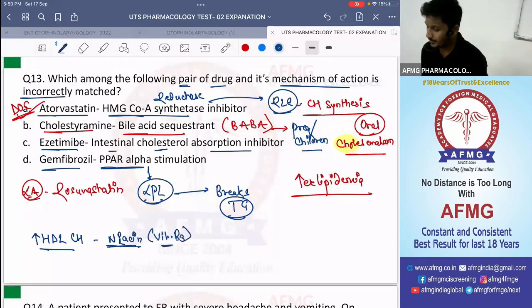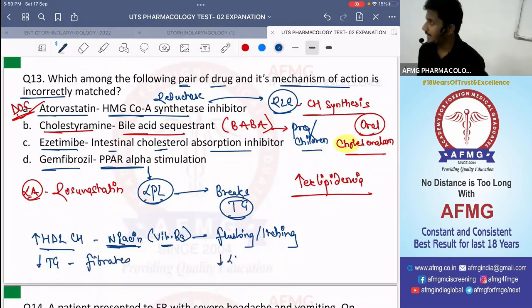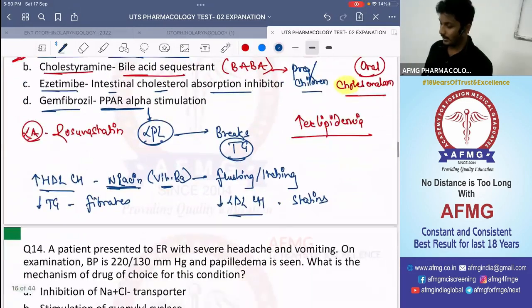And if you give this vitamin B3 on a long term, that will lead to side effects like flushing or itching in the patient. No issues with this, but it is the cheapest drug that is available, and that is the best drug to increase the HDL cholesterol. For decreasing triglyceride, I have already told you the answer is fibrates. And if they ask you the best drug to decrease LDL cholesterol, the answer is statins usually. No problem with this, okay? So remember.